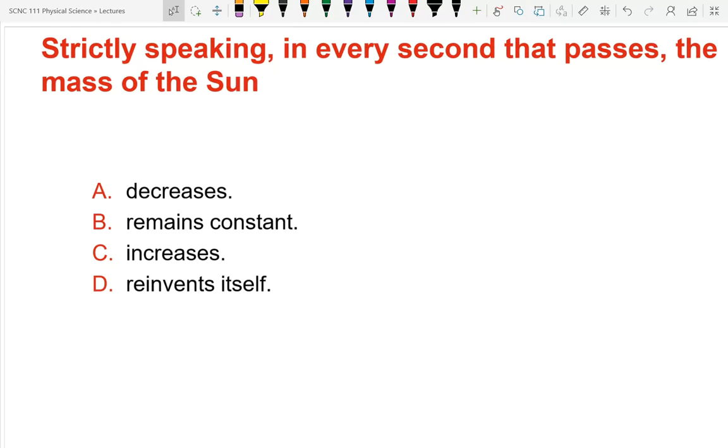Okay, our next question. Strictly speaking, in every second that passes, the mass of the sun does what? Yeah, I did answer that. All right, we've all answered.